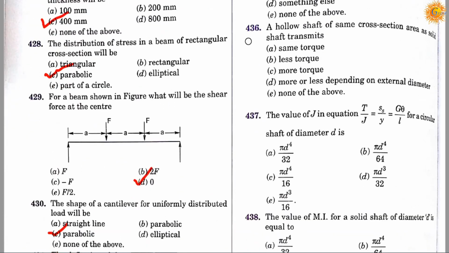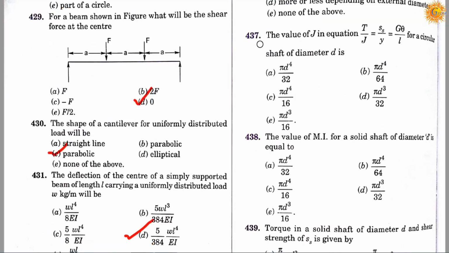Question number 436. A hollow shaft of the same cross section area as a solid shaft transmits option A same torque, option B less torque, option C more torque, option D more or less dependent on external diameter. Option E is none of the above. Correct answer C, it will be more torque.